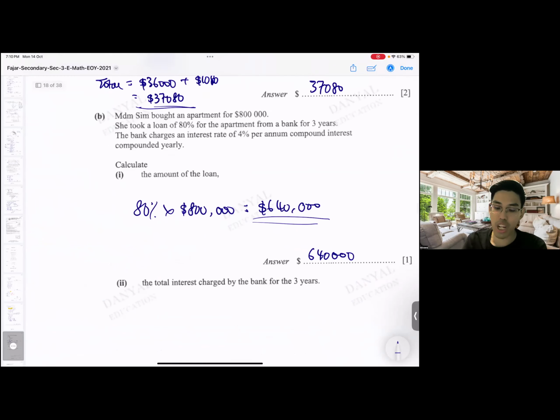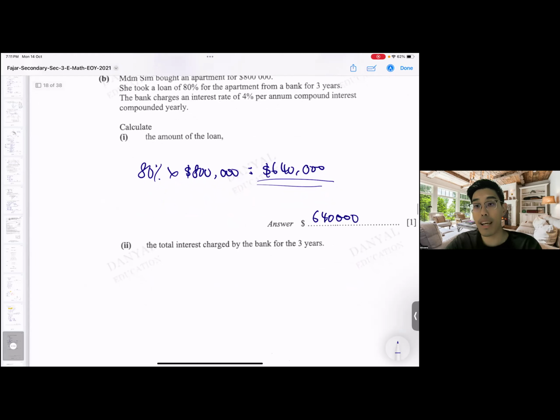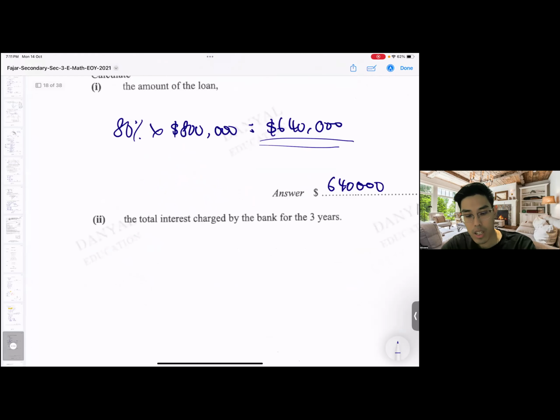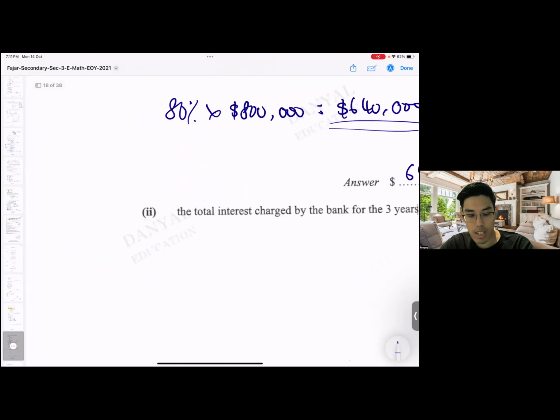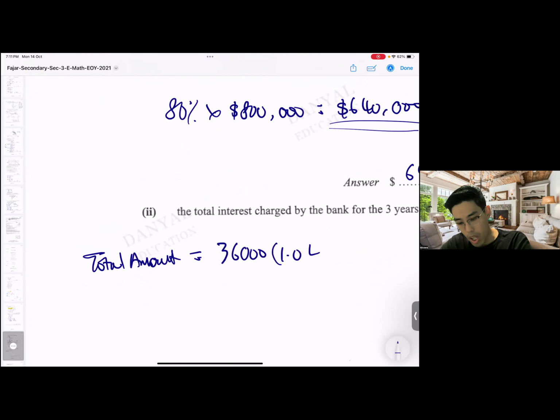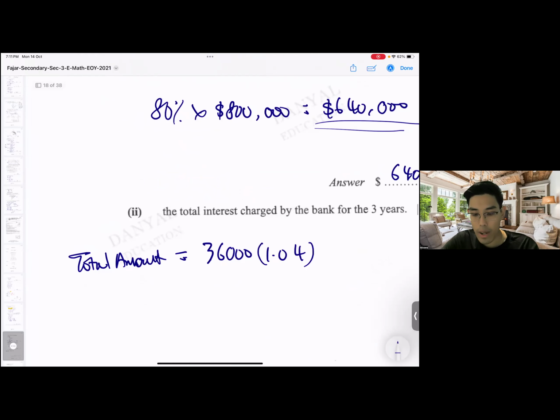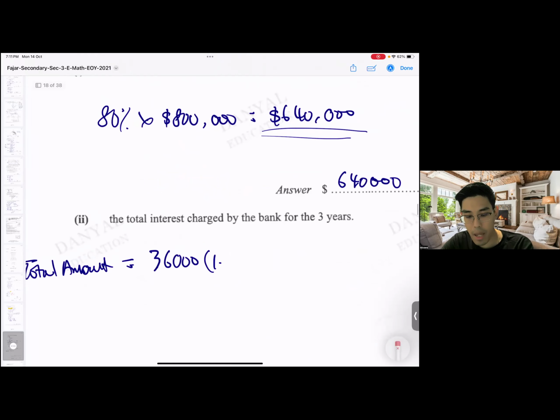The total interest charged by the bank for 3 years. Okay, this one is the one that can be a bit more confusing because it's now compound interest, 4% per annum compounded yearly. So we use back the formula. The formula for compound interest is this: the total amount will be equal to the original amount, which is 36,000, multiplied by 1.04. Why 1.04? Because it's 4% per annum.